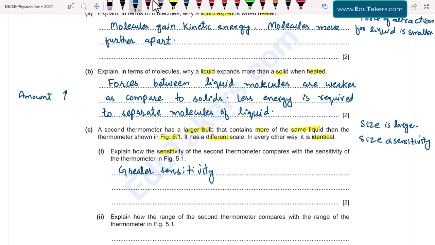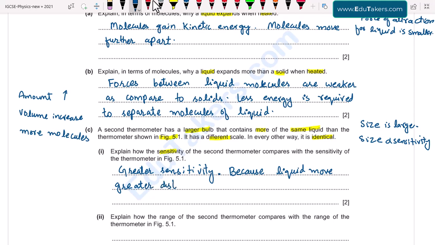It means that the volume increases. And volume increasing means that more molecules are present here, and these molecules then move a greater distance. Greater molecules are present there and they move a greater distance. So I write here, because liquid moves greater distance for same temperature change.